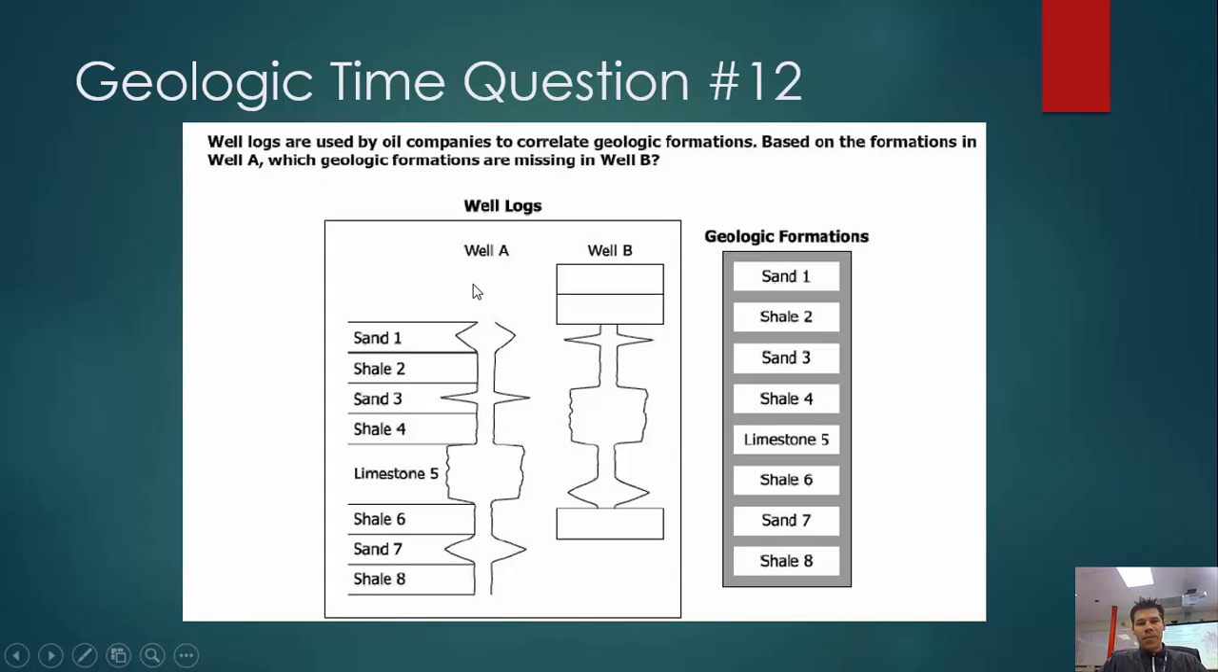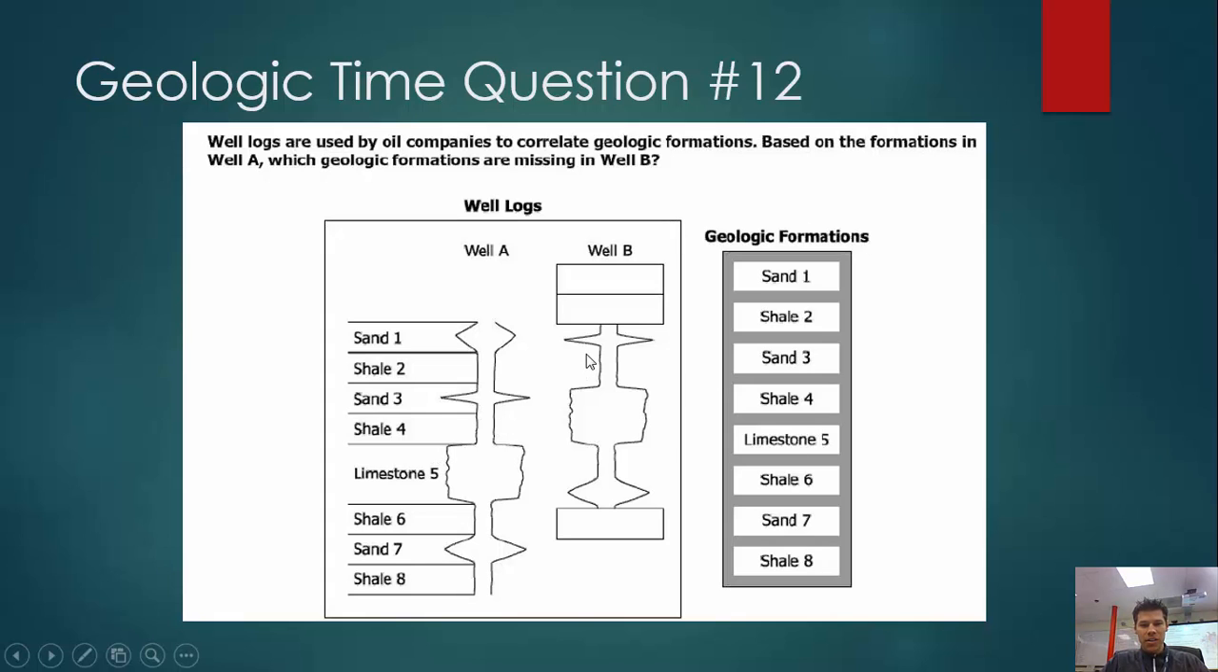Now when you went to well B, they couldn't find anything above this symbol right here. So if you look at this, what they're asking you is, what is actually up here? What's above sand number 3? Because this is sand number 3, and so is this. This is a really easy question. It's just worded in a strange way that makes it difficult. All they're asking you is, which one of these geologic formations goes right here?